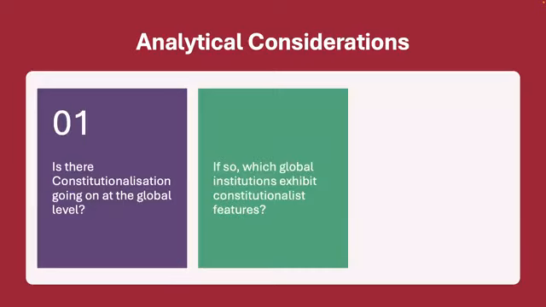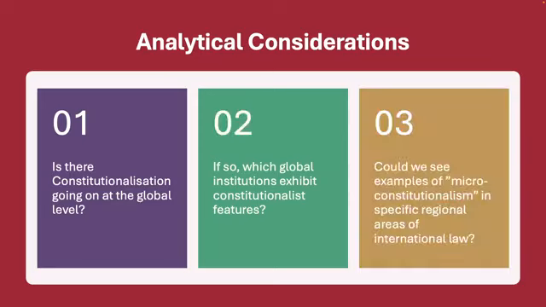If this is the case, if constitutionalization is taking place on a global level, which global institutions exhibit these constitutional features? Is it permeating all aspects of international law, or is it just permeating certain parts of international law? That's another question that we could ask. And then finally, could we see examples of these micro areas of constitutionalism in specific regional aspects of international law? And really that invites us to think about the idea of micro-constitutionalism, which I'll get to in a second.